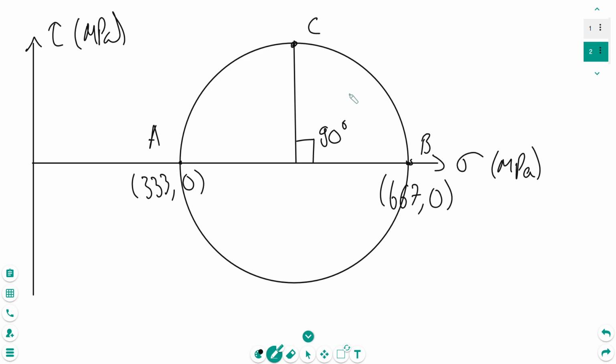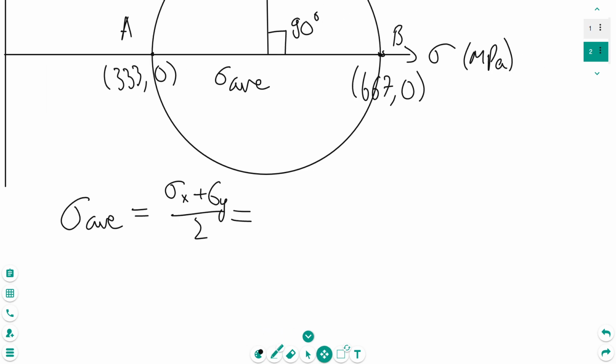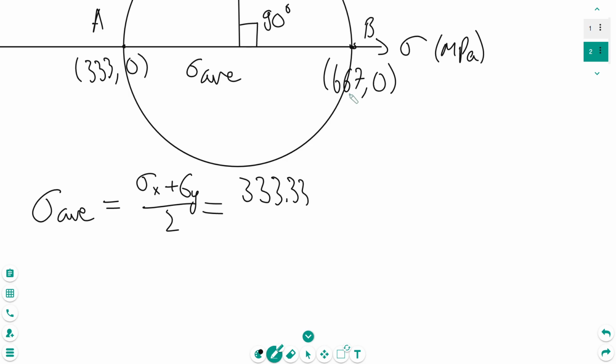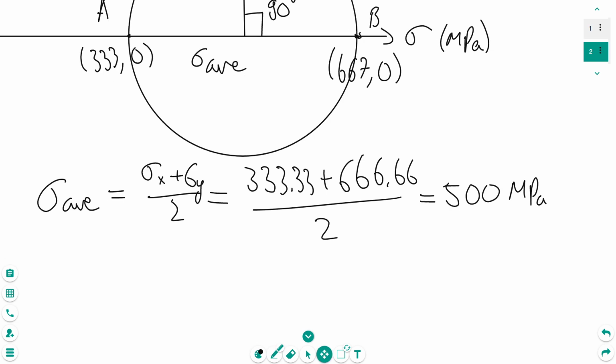Now, at point C, we know that the normal stress will be equal to the average normal stress of the Mohr circle, and the shear stress will be equal, in magnitude, to the radius of the Mohr circle. To find the average normal stress, we can simply take the average of the two principal stresses. This would be sigma x plus sigma y divided by 2, sigma x, of course, being 333 megapascals, and sigma y being 666.66 megapascals. Divided by 2, we obtain the average normal stress, which is equal to 500 megapascals.